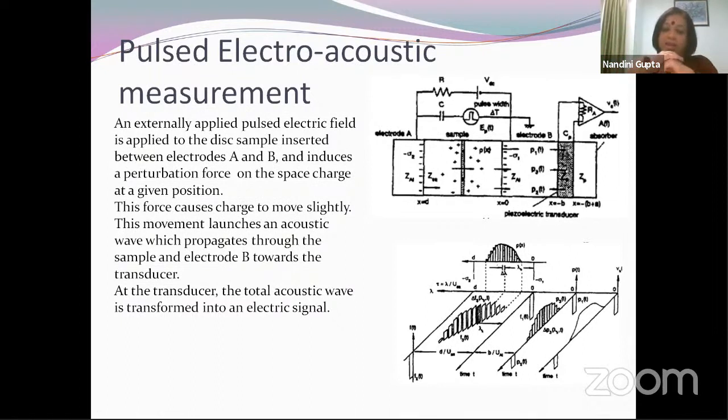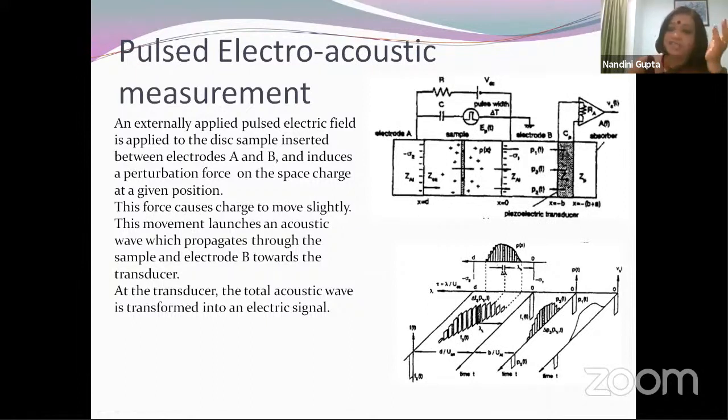At the other electrode, which is the ground electrode, we have a piezoelectric sensor. And this piezoelectric sensor converts this displacement. The acoustic disturbance is measured as a mechanical displacement, and it is converted into an electric signal. And this electric signal will then be amplified and read as the voltage wave.